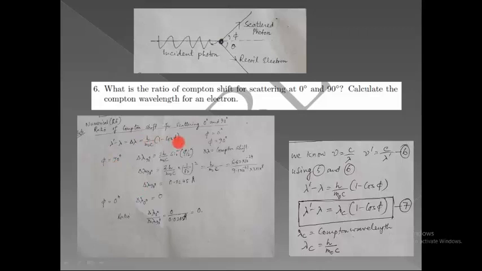What is cos 90? cos 90 is 0, so the term becomes 1, and del lambda is equal to h by m0c. I just calculated this value, 0.0245 Angstrom. So the Compton shift for phi equal to 90 degree is this. And what is the Compton shift for phi equal to 0 degree? Here I put cos 0 equal to 1, 1 minus 1 is 0, so the entire right hand side becomes 0. So del lambda is 0 for 0 degree. What is the ratio? I take the ratio and I get this. So that is the solution for this numerical.